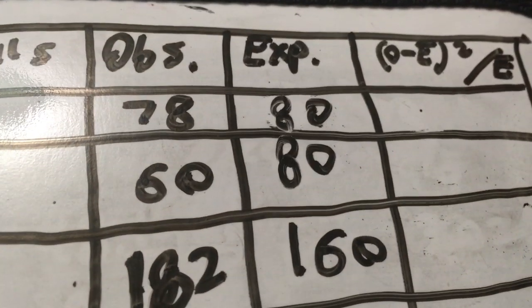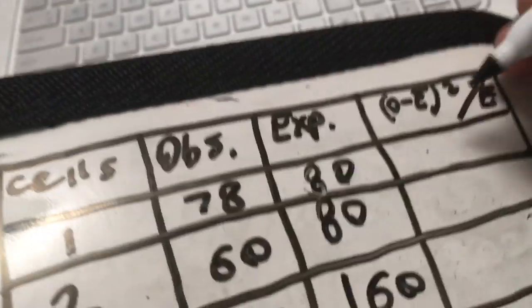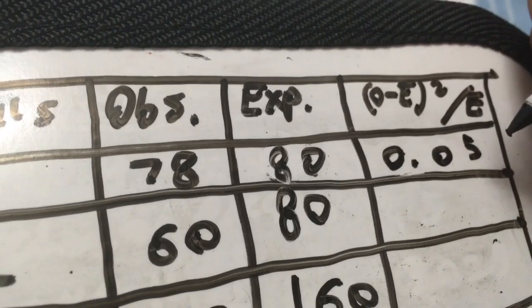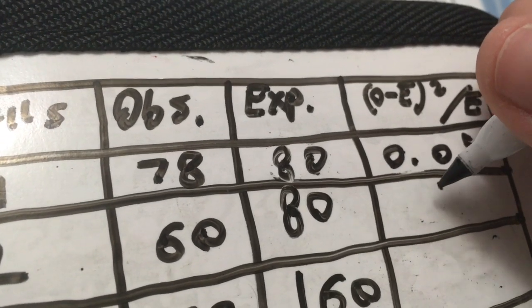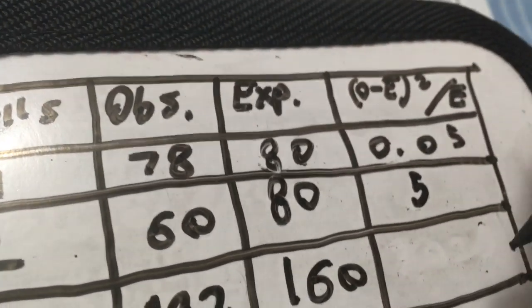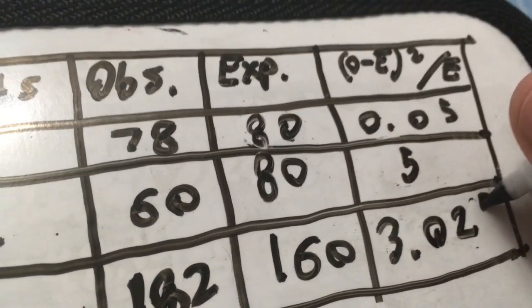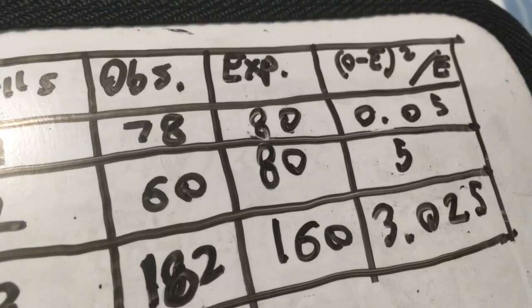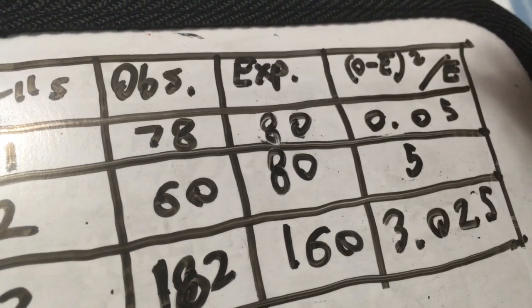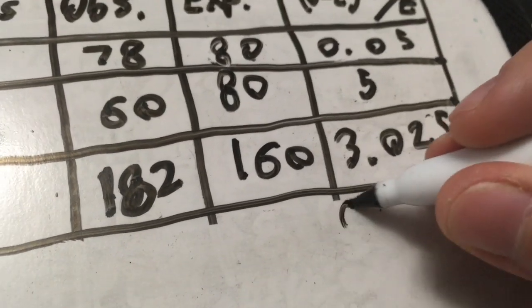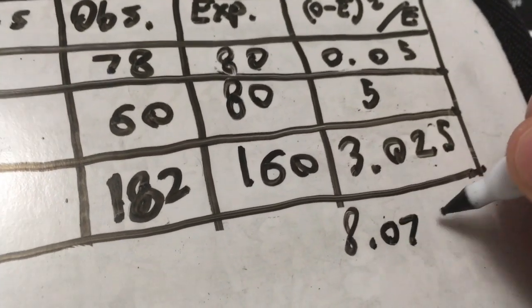Now when we apply this t-statistic formula, which is what we have here, we will get the first one is 0.05, we will get the second to be 5, and we will get the third to be 3.025. Now, we sum all the t-stats, and we get 8.075.